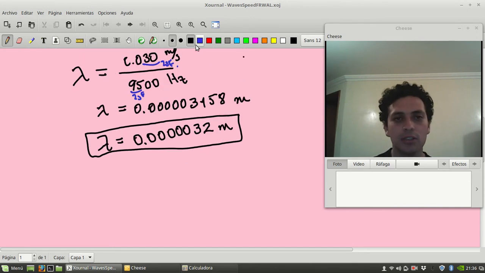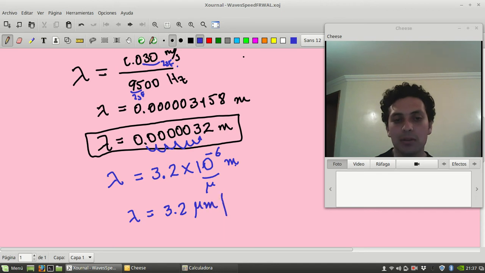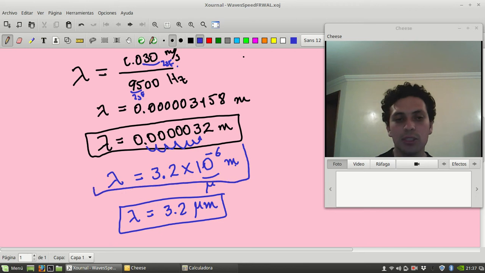Okay, so this is the wavelength in SI units, but maybe you want it in scientific notation, so let's put it in scientific notation. Let's practice. 1, 2, 3, 4, 5, 6. So the wavelength is 3.2 times 10 to the negative 6 meters. Or maybe you prefer to use a conversion of units: 10 to the minus 6 is micro, so lambda equals 3.2 micrometers. So you can write one of these 3 options.